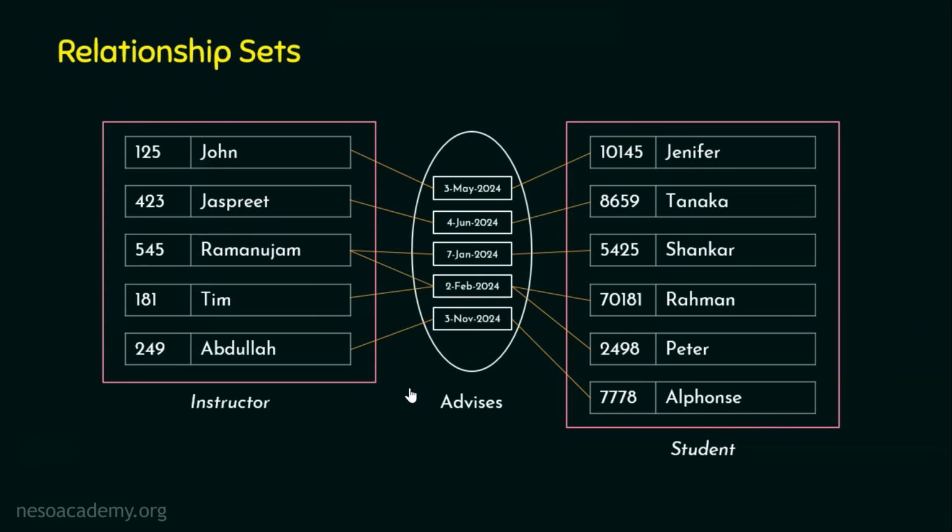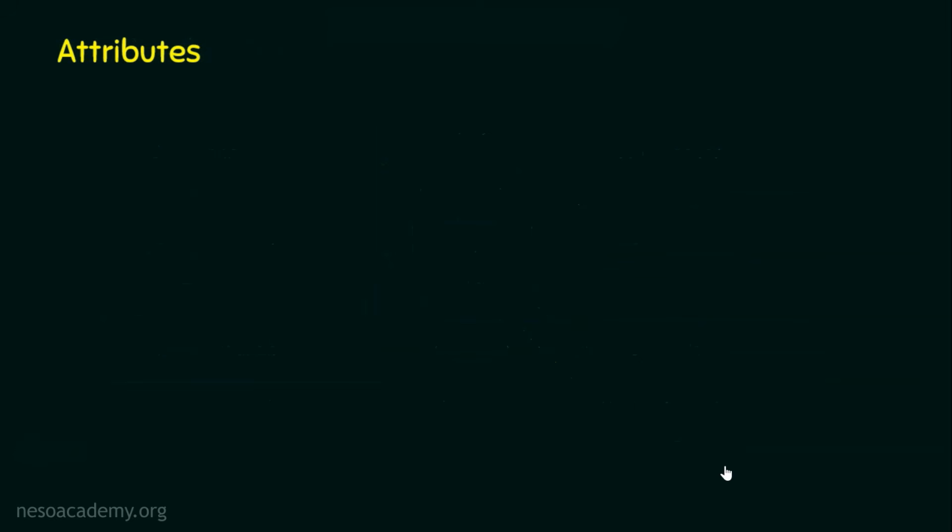If it is a ternary relationship set, the degree is 3. I hope now you understood how an instructor is having an association, using the relationship set, with another entity set, student. I hope it is now clear about the entity set and the relationship set. Now let's focus on attributes. We know an entity is described by a set of attributes.